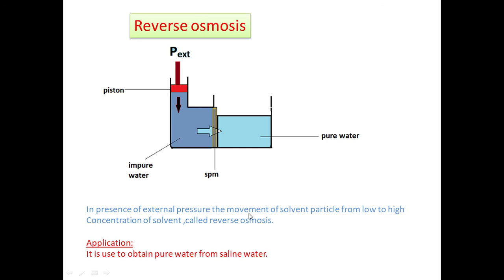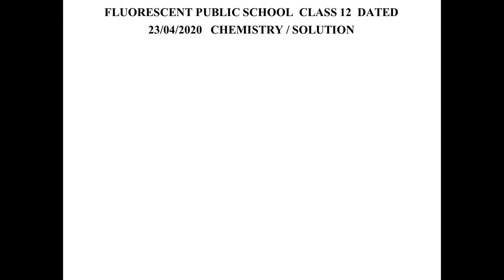In the presence of external pressure, the movement of solvent particles is from low to high. Generally, in the absence of external pressure, this is from high to low. But when external pressure is there, the movement of solvent particles from low to high concentration of solvent is called reverse osmosis. So reverse osmosis can be used to obtain pure water from saline water. So this is all about colligative properties and reverse osmosis and its applications.